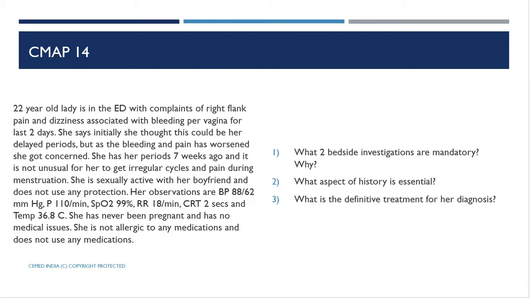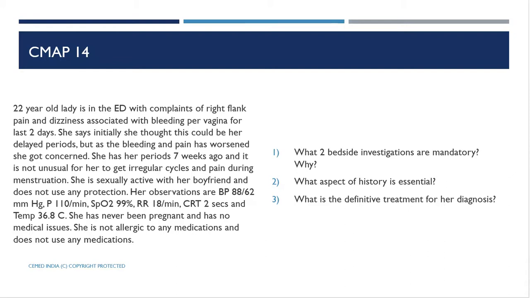What aspect of history is essential? History of sexually transmitted disease and other things. In the recent FRCEM final exam, they asked to give 6 historical features in sexual history. So remember, you should be able to remember 6 questions of sexual history.